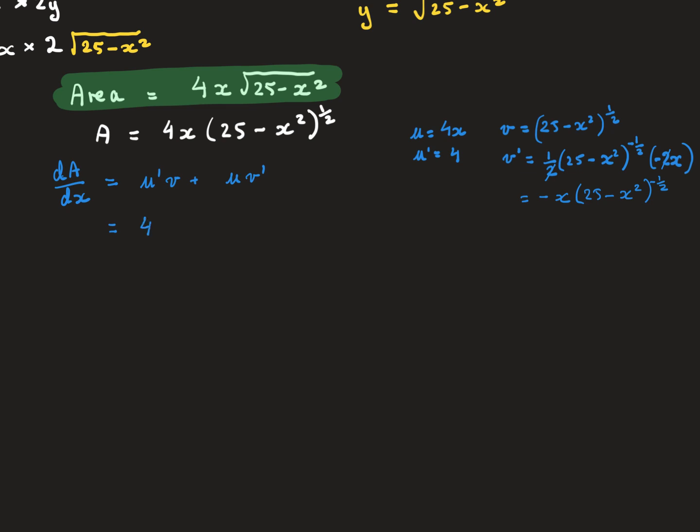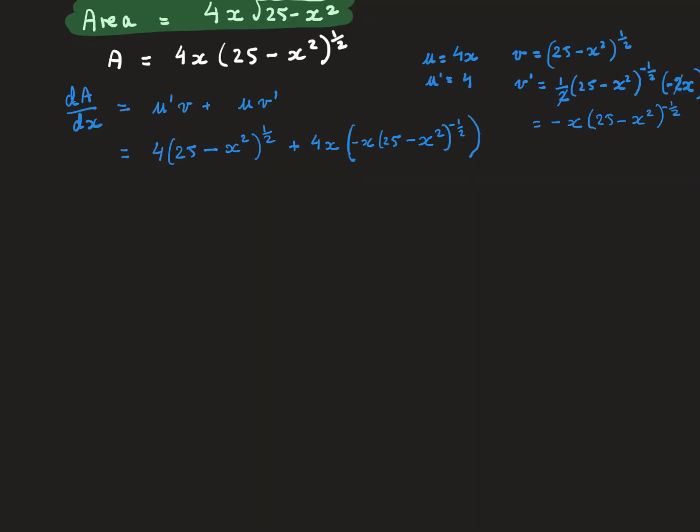4 times 25 minus x squared to the half. Again, simplify this. And the reason we were differentiating this is so that we could make this dA over dx equal to 0, so that we can find the value of x when all of this is 0. Now that does not make it really easy for us to find out, so we need to continue simplifying this.